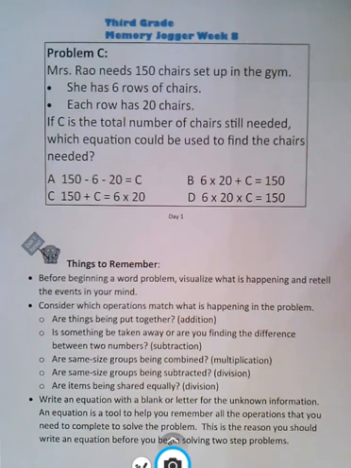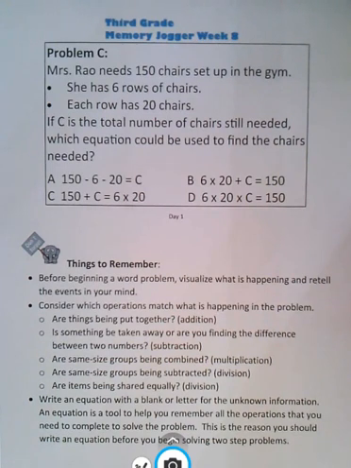And we know that there's a number of chairs that she still needs to add to have the total number of chairs she needs. And we're going to use the letter C to represent that amount. So how could we write an equation? There's a few things that we need to consider. Which operations match what is happening in the problem?